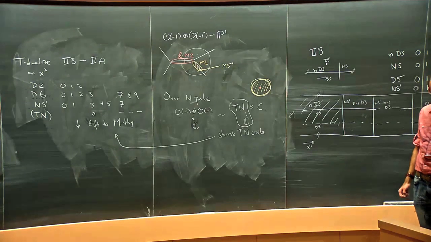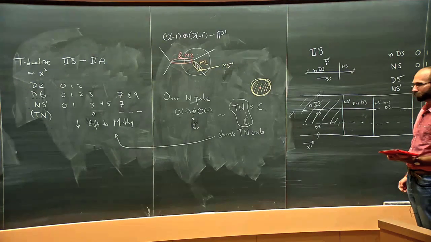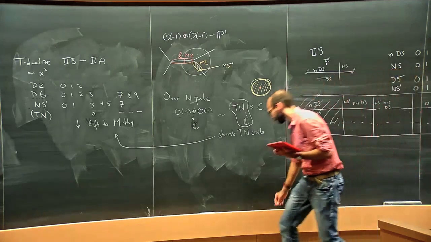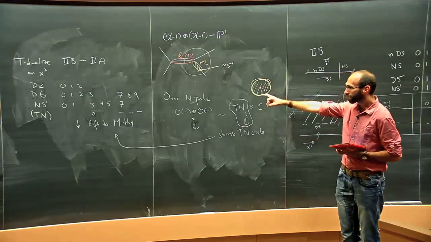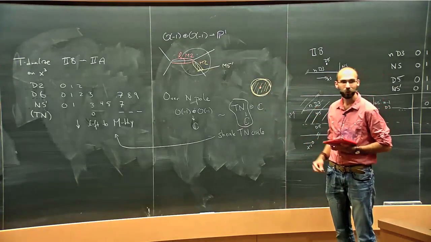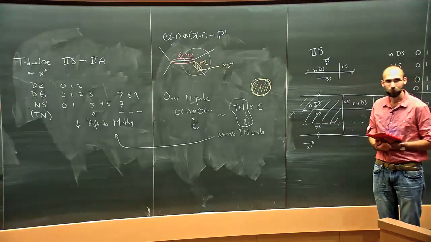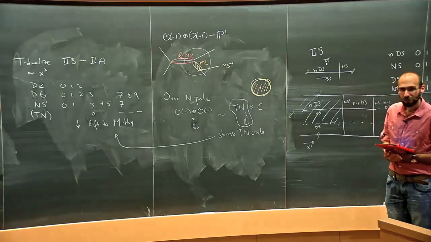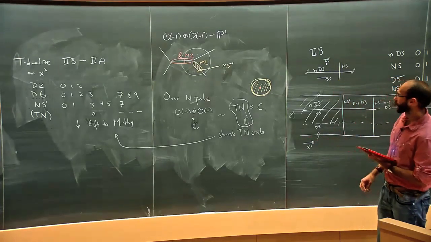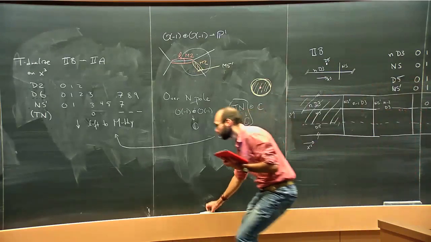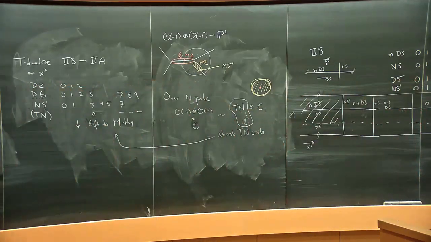So to answer a question that came up last week, why is there a Hilbert scheme around? It's coming around because of D2s immersed in this D6 from the reduction. Okay. So that's one duality. Do a few more.